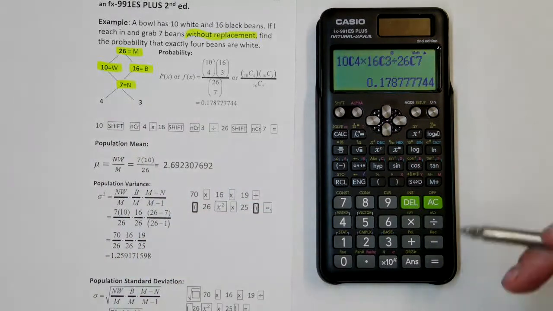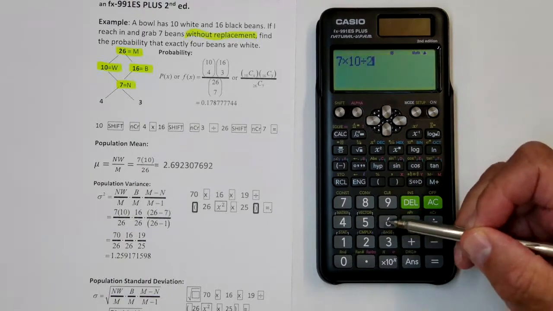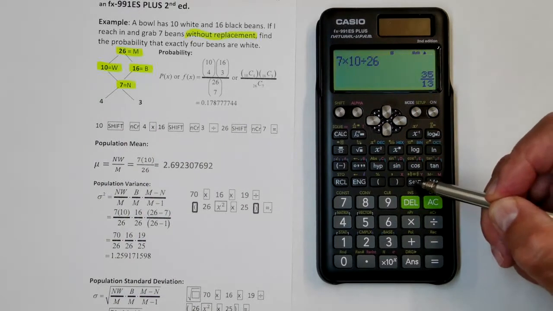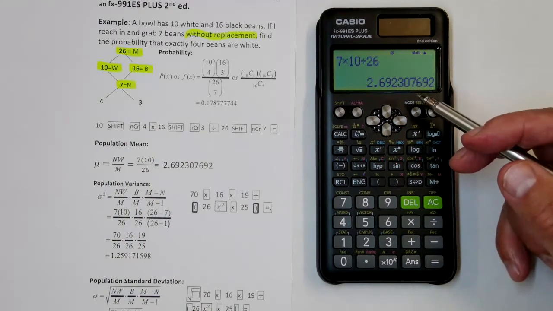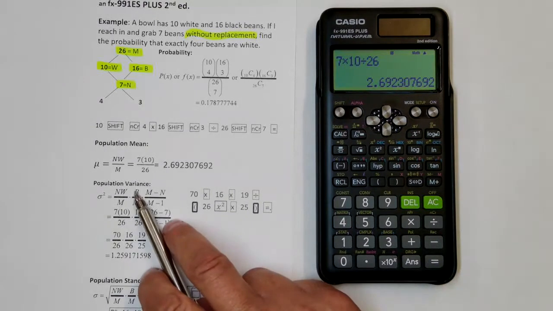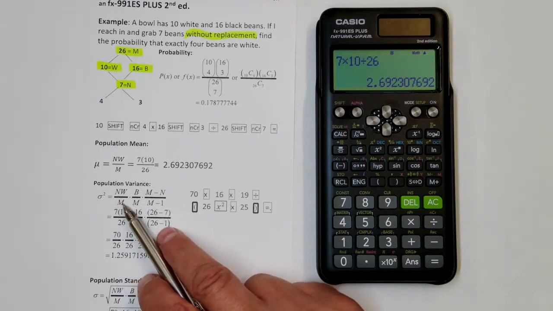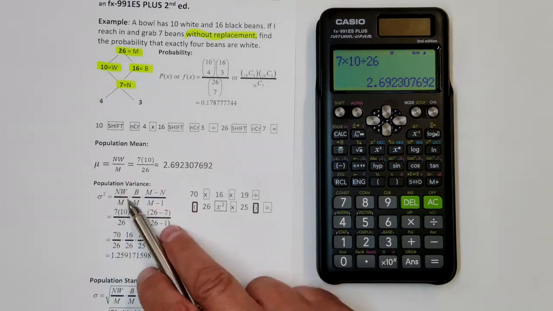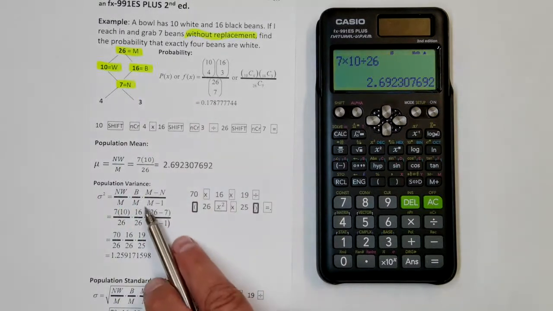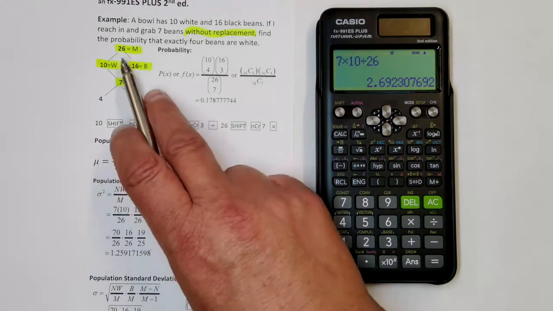You would clear it, then 7 times 10 divided by 26 equals 35/13, which, remember, S to D goes to 2.6923, et cetera. Now to find the population variance, because that's the way the formula is written, the variance is N times W over M, which is the same thing we have here, times B over M, which is this guy over 26, times M minus N over M minus 1. 26 minus 7 over 26 minus 1.